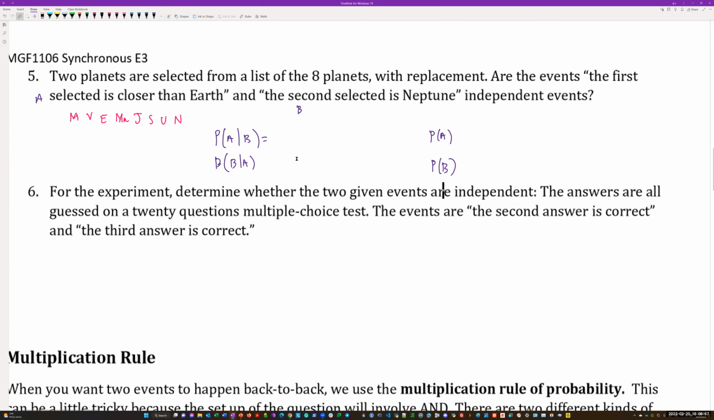Let me help with the first one. It says the first selected is closer than Earth. That means it has to be one of these two, Mars or Venus. Is that correct? They picked one of those, I don't know which one. Does that make sense?